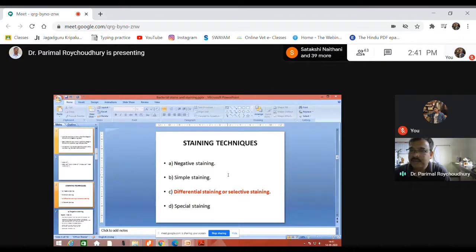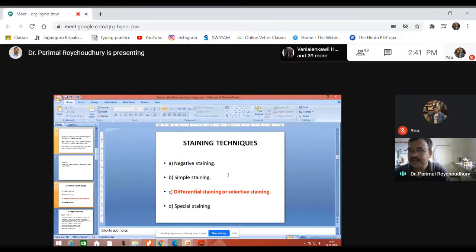Remember, here the bacteria in fact don't take any color. Rather, the background will take the color and the bacteria will be refractile. This concept is somewhat similar to dark field microscopy or phase contrast microscopy, which we use to visualize live bacteria. In the previous class, we have seen motile bacteria under this phase contrast microscopy.